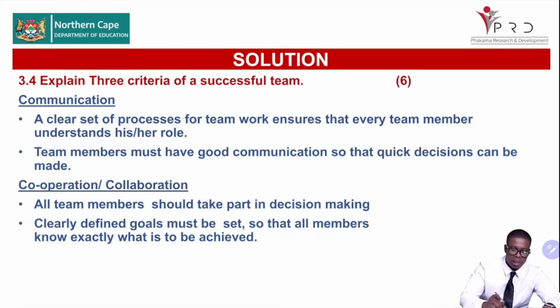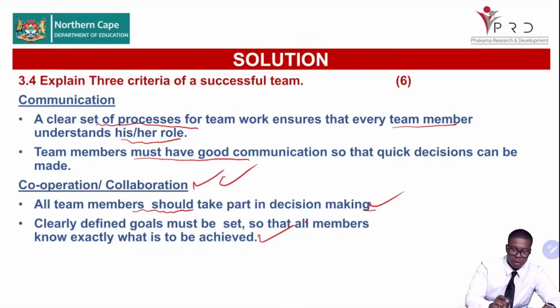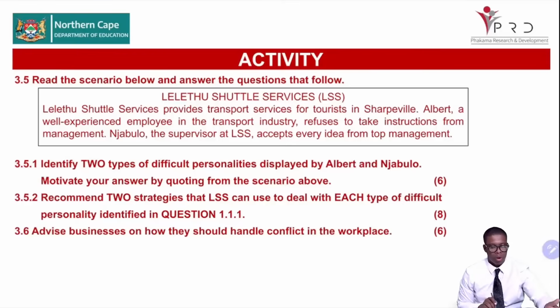With communication, communication talks to a clear set of processes for teamwork, where every team member understands his or her role, and then team members will have good communication so that quick decisions can be made. Then cooperation or collaboration: all team members should take part in decision making, and clearly defined goals must be set so that all members know exactly what is to be achieved. So that is cooperation or collaboration.